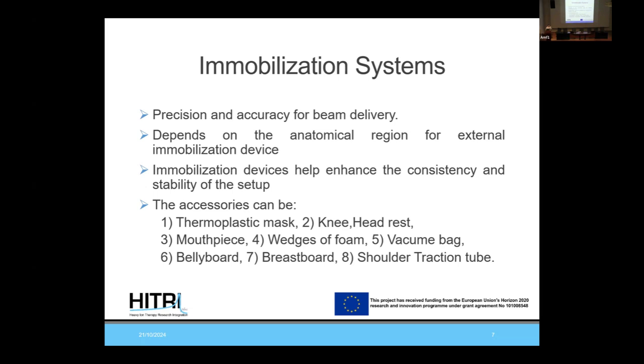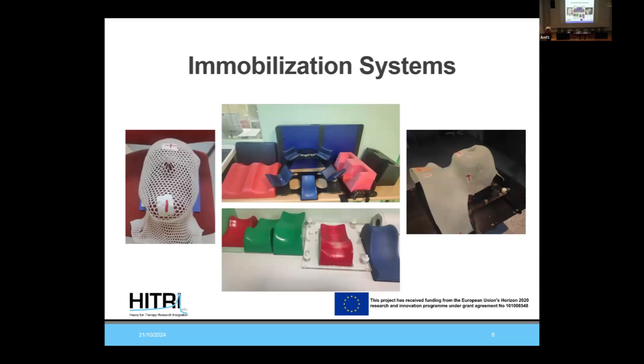Vacuum bag. It's not a common technique here in Greece, but it can be used. The belly board, breastboard, shoulder traction tube. There are many, many systems. So here I want to show you some immobilization systems that we have here. As you can see, there is the breastboard in the center.